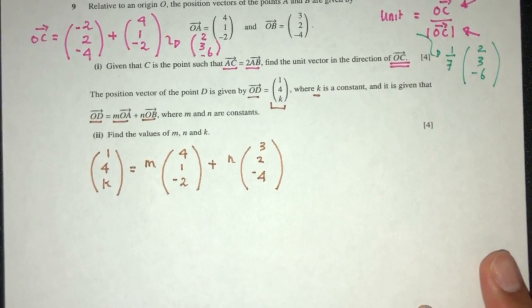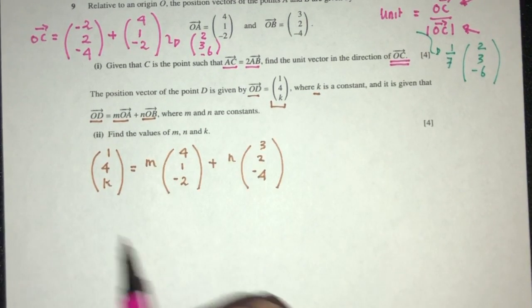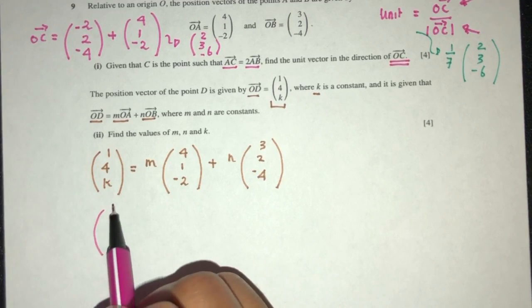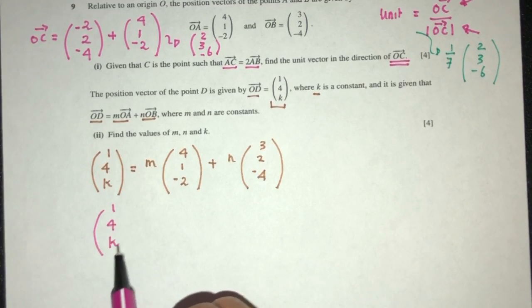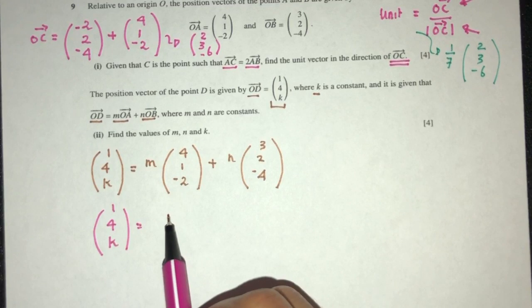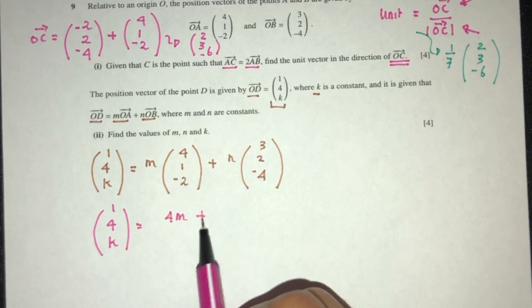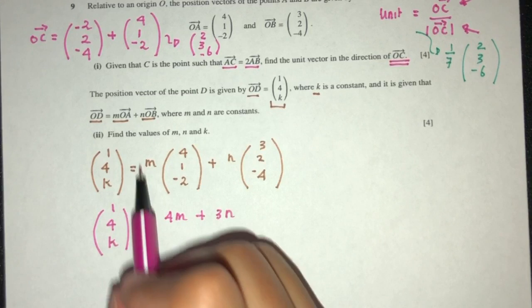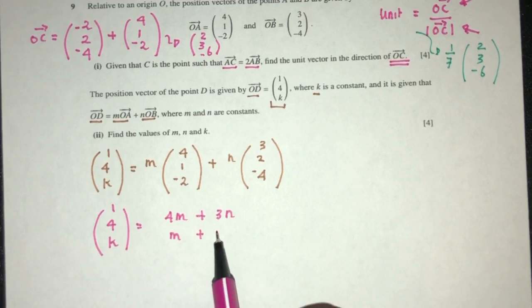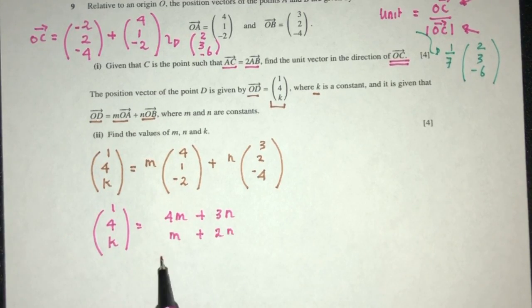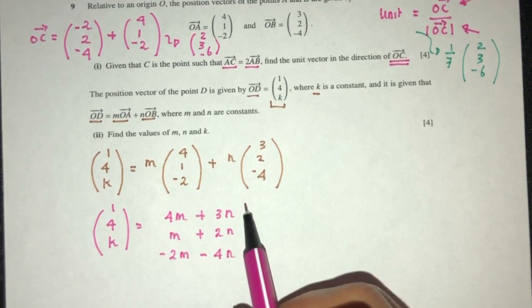So this question is not hard. It's just, as you can see, there's many steps. We have to proceed carefully. So we have to first expand these brackets. You will have 1, 4K is equal to 4M plus 3M, M plus 2M, and then here we have minus 2M minus 4N.